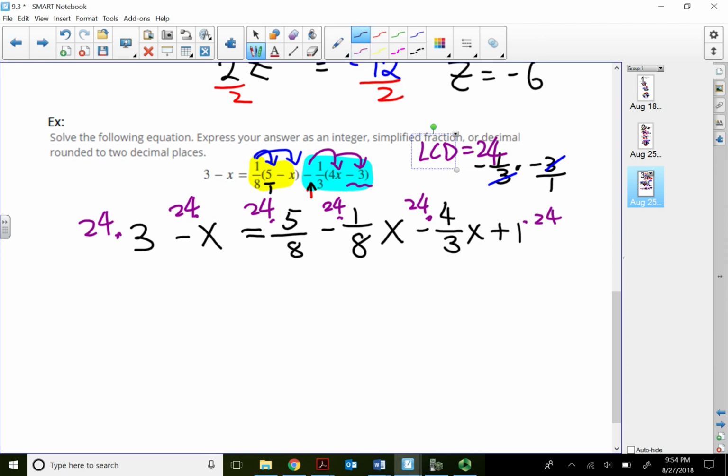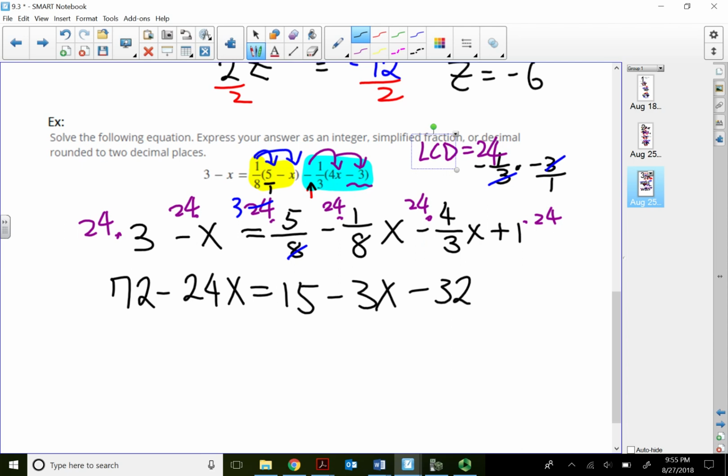24 times 3 in the calculator, probably going to be 72, minus 24x, equals 24 times 5 over 8. 8 and 24 reduce to 1 and 3. 3 times 5 is 15. Minus, this is going to be 3x minus 3, and 24 reduces into 1 and 8. 8 times 4 is 32x, plus 1 times 24, 24.